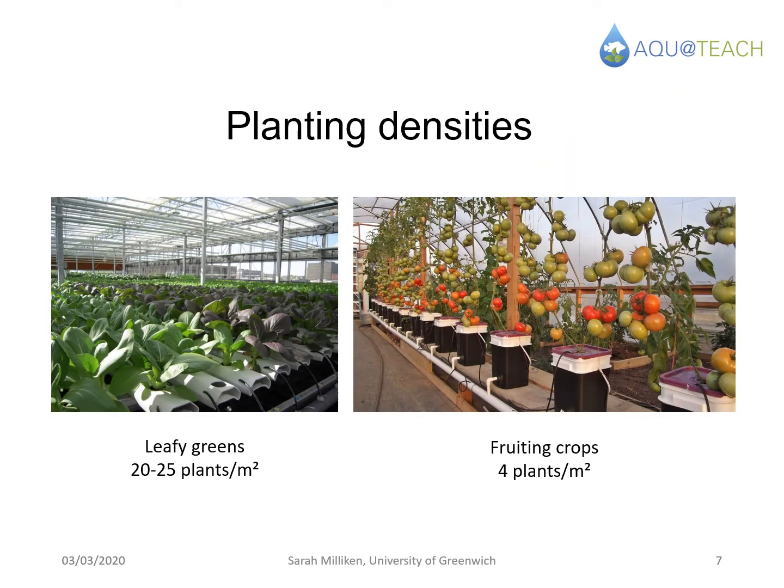When choosing crops, it is important to bear in mind the size of the growing space and choose those varieties that give the best financial return per square metre. On average, leafy greens can be planted at a density of between 20 and 25 plants per square metre, while fruiting crops, on average, can be planted at a density of 4 plants per square metre.